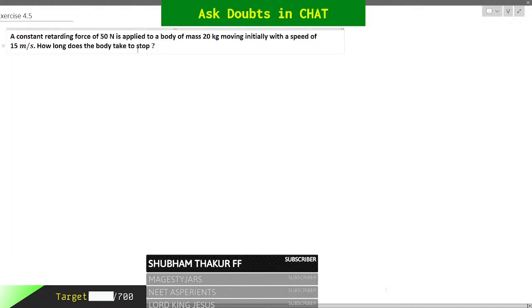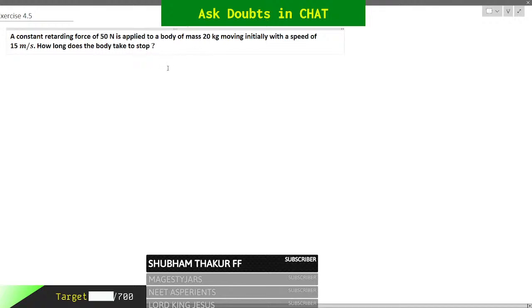So this scenario can be physically resembled with a vehicle of 20 kg that has applied the brake. It was moving with the initial speed of 15 meter per second, and the retarding force caused by the brake is 50 Newton. So we have to calculate how long it will take for the body to stop. We can use an equation of motion here, but before using it we need the value of acceleration, which can be calculated from the given force and mass of the body. Since we know that F equals ma, we can simply divide force by mass and we will get the net acceleration.